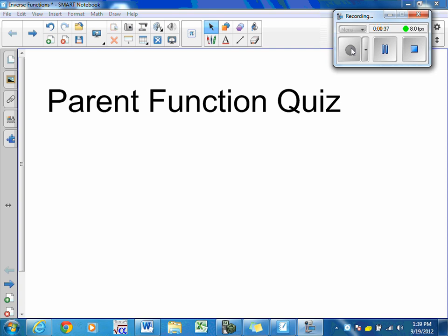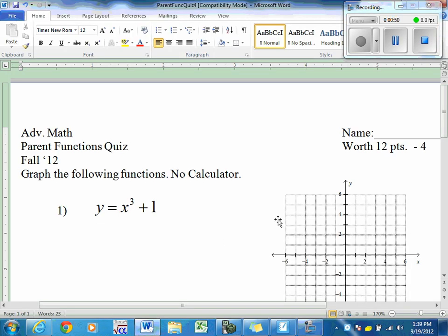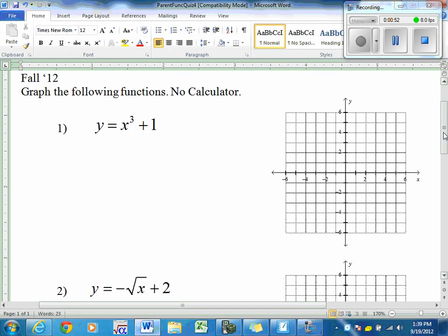All right, now that you have finished the parent function quiz, make sure everyone has a red pen, and let's pass them to the person that is in front of you today, and write your name in the bottom right-hand corner, and let's go over the answers here.